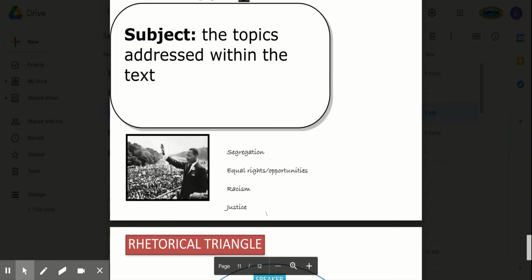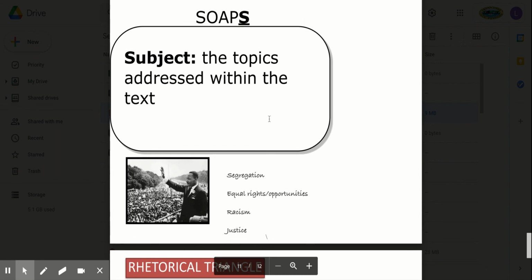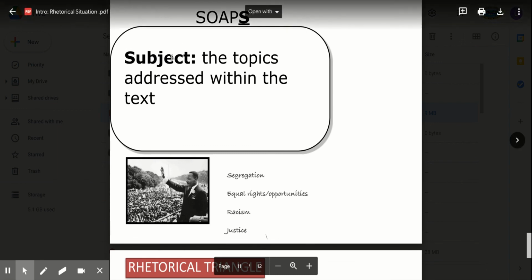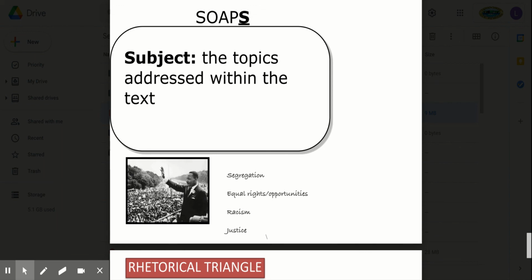And the last one of the SOAPS acronym is very straightforward: subject. What are the topics addressed in the text? There's likely going to be multiple topics for any text. Texts are usually mentioning a variety of things. For this, I would say that he is focusing on segregation, equal rights, racism, justice, tons and tons of topics being addressed in the text.